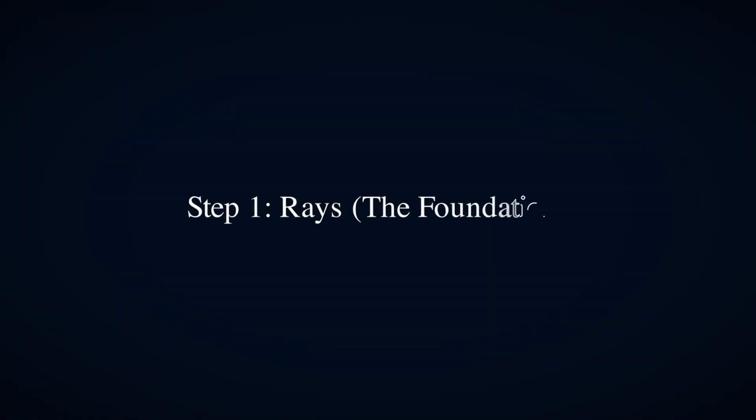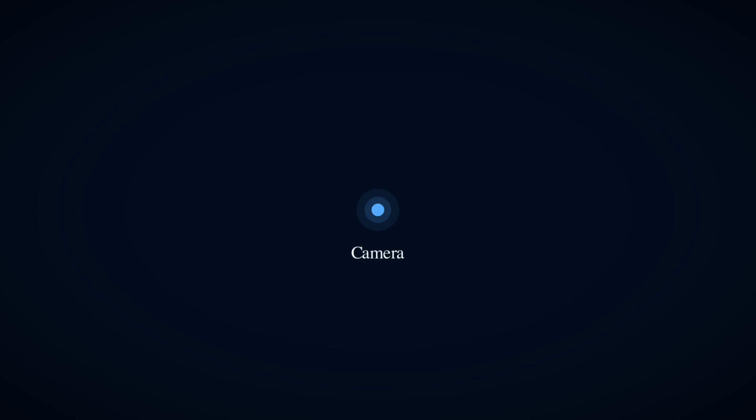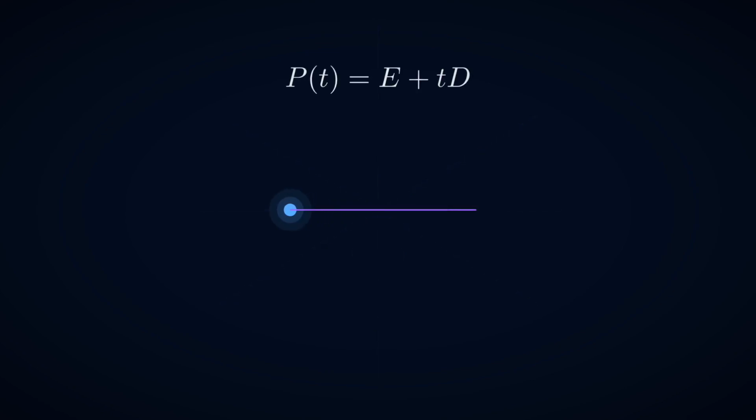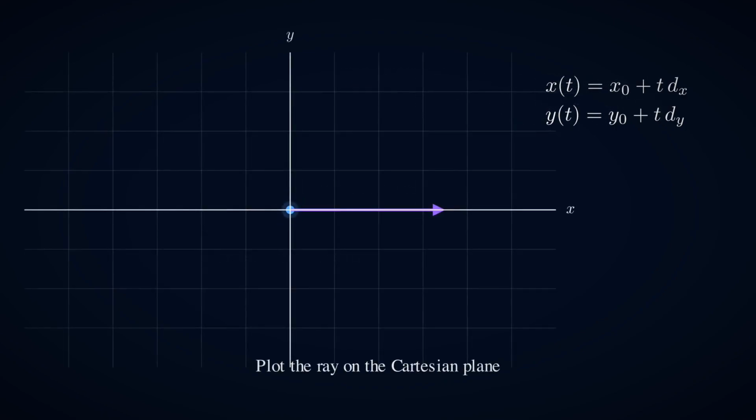Rays are the basic idea behind ray tracing. A camera sends them into a scene. We begin with the camera at one point in space. It emits many rays, but to understand the process, we isolate one. Its equation is P(t) = E + tD. E is the start, and D is the direction. The parameter t tells us how far along the ray we are.